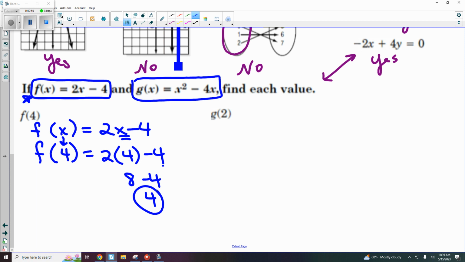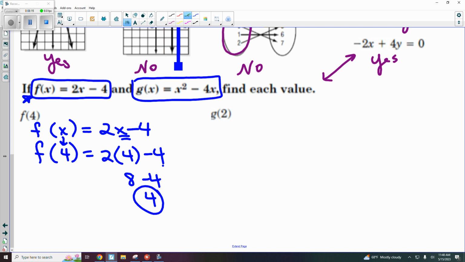So all we have to do for function notation is just substitute. You just take the variable, and it gives you a value for it, like 4. You plug it into your expression. Your 2x becomes 2 times 4, and then just order of operations. Multiply, subtract, you got it.